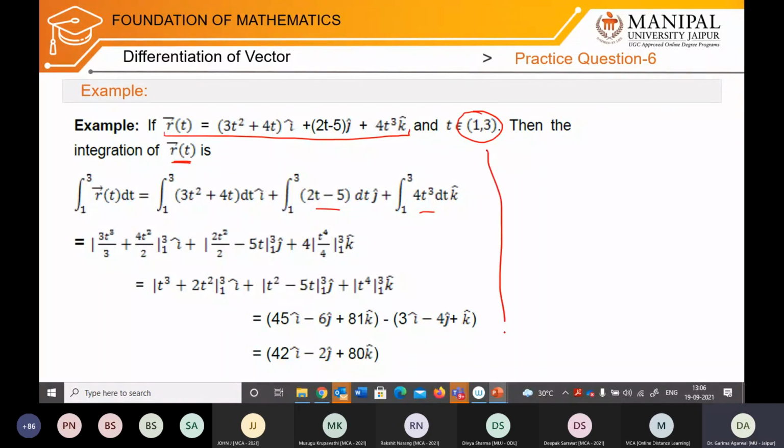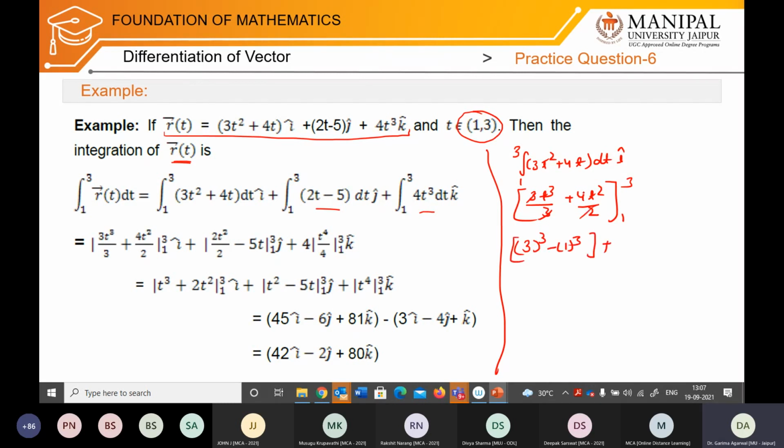Right, let me solve this question once. From 1 to 3, 3t square plus 4t dt i cap. So 3t cube by 3 plus 4t square by 2, from 1 to 3. Right? Upper limit is 3 cube minus 1 cube, plus 2 times 3 square minus 1 square.